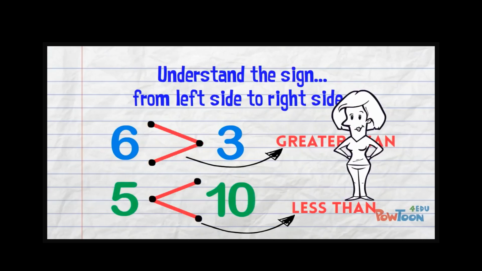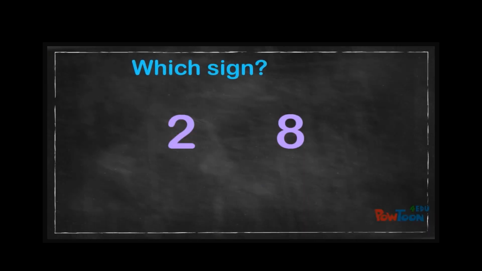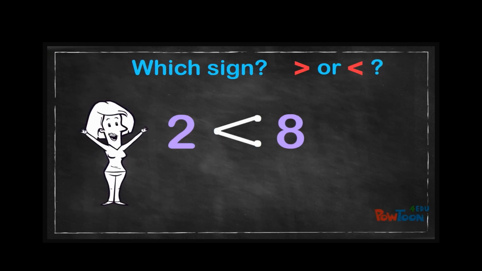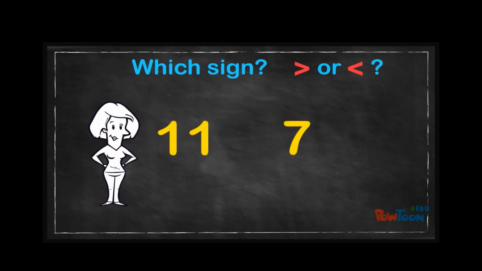You can use this thinking to get it right every single time. What's this? Which sign do we use with these numbers? Well, put 2 points beside the bigger number and 1 beside the smaller number. Join the dots and we've instantly got the correct sign. This statement reads 2 is less than 8. Another one. Put 2 points beside the bigger number, 1 beside the smaller number. Join the dots. This statement reads 11 is greater than 7.